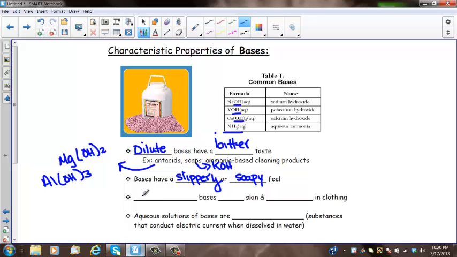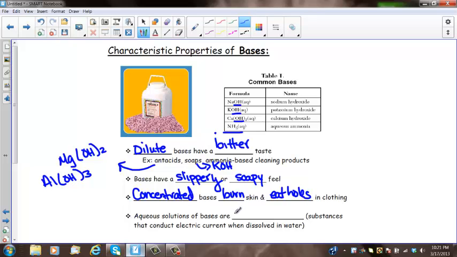Not most, a lot of them are cleaning agents. And concentrated bases burn skin and eat holes in clothing. So notice some similarities here between the bases and the acids characteristic.